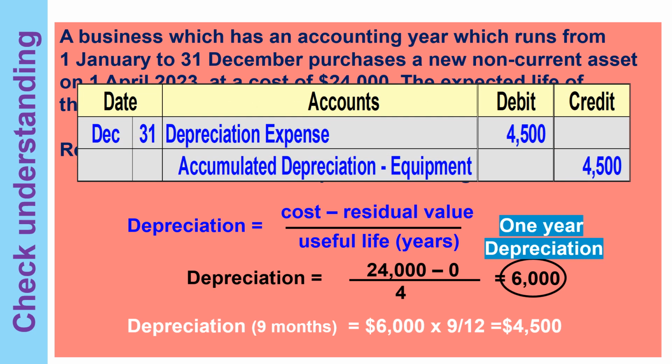Once we calculate this depreciation, we need to record that in a journal entry. Remember that it will be the first year that will have a different amount as a depreciation, but in the other years of this asset, the depreciation will be $6,000. So this is the pro rata depreciation.